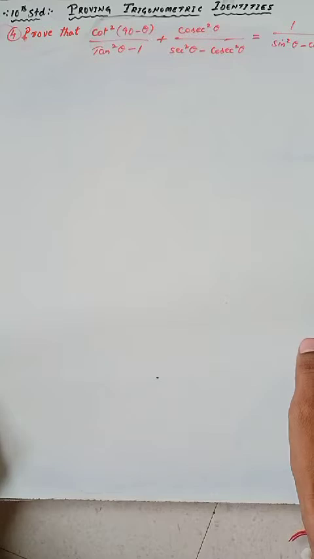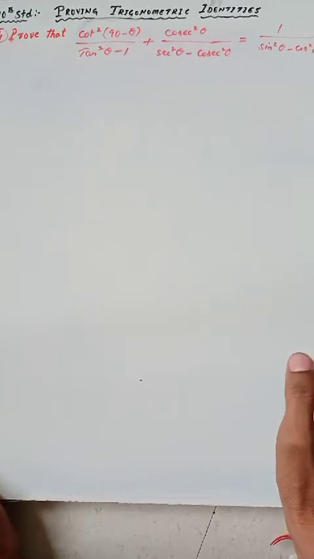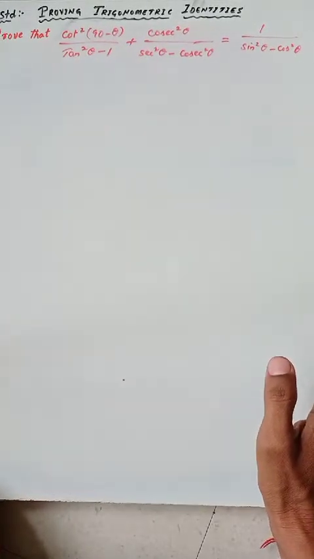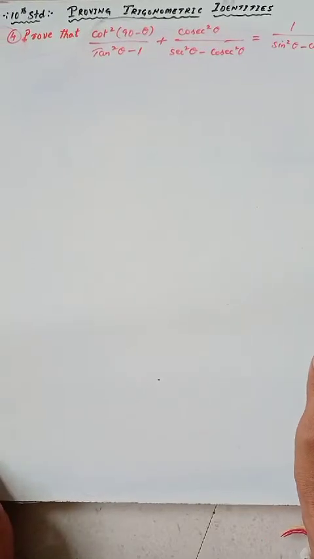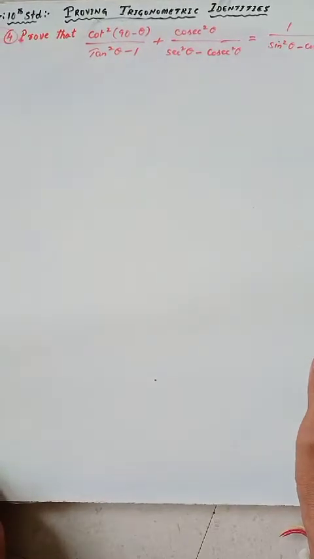Look at this example problem, dear students. We have to prove that, where complementary angles and trigonometric identities are clubbed together: cot squared of (90 minus theta) by tan squared theta minus 1, plus cosecant squared theta by secant squared theta minus cosecant squared theta, is equal to 1 by sin squared theta minus cos squared theta. We have to prove that.